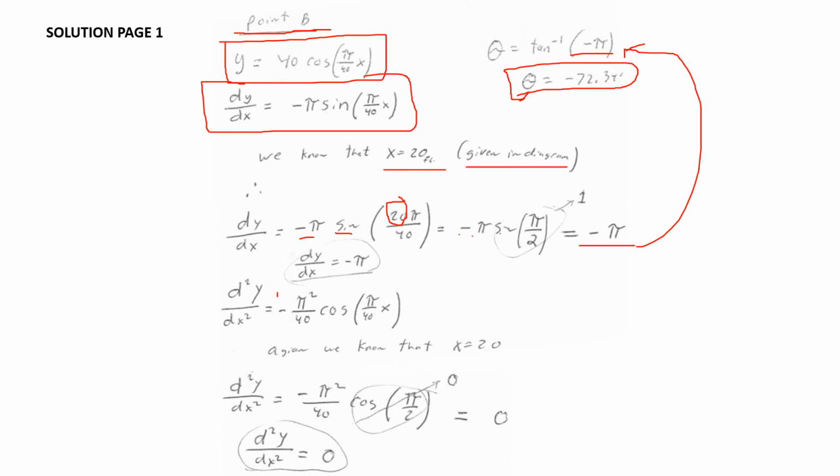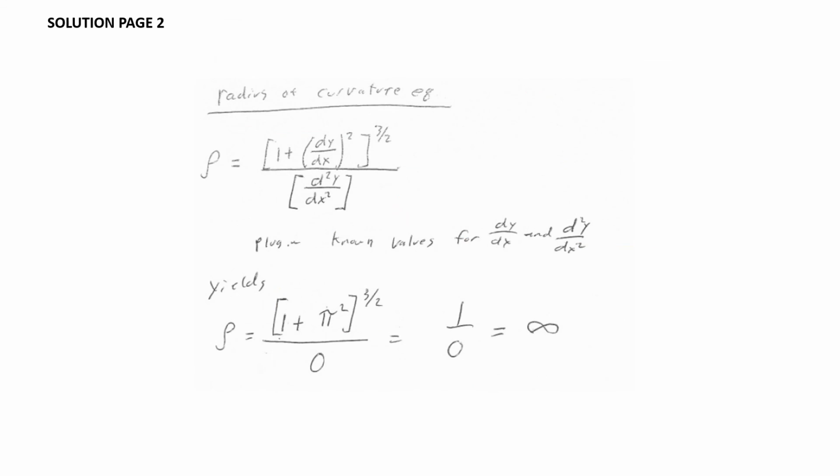So we do that now, and this becomes negative pi squared over 40 times the cosine of pi over 40 x. And again, we know that x is equal to 20. We can plug that in for our x value there. So we end up with still pi over 2, but now the cosine of pi over 2 becomes 0. So if that becomes 0, this whole term becomes 0, so our d squared y over dx squared term here is 0.